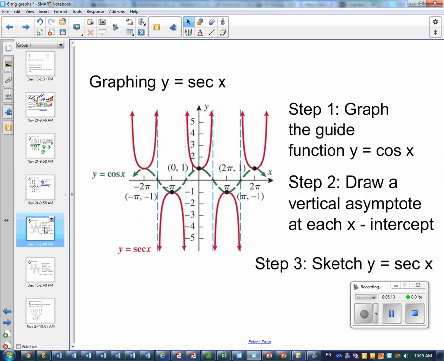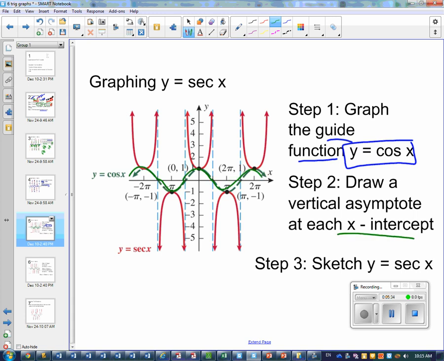The next graph we have is y equals secant x. It is the graph in red. The way to graph secant x is to graph what is called a guide function, and the guide function is cosine x. And that's done here in green. So we've sketched cosine x. And then at every x-intercept, there's going to be a vertical asymptote. So here's an x-intercept of the guide.